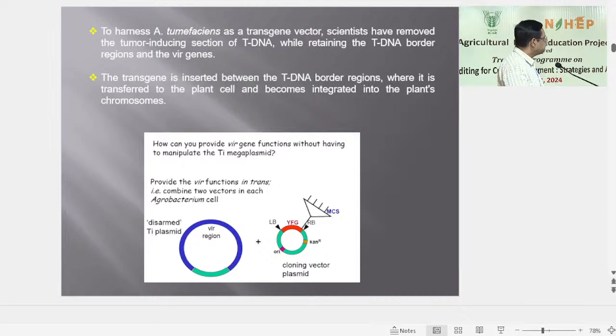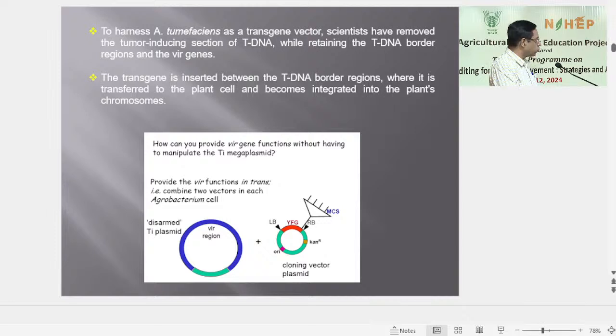Okay, but now if tumor happens, you find out that it is not desirable. So how can you detect the cells which are carrying the T-DNA inserts? It is here the selectable markers come into picture, the role of these markers, okay, because it would be a very small fraction of the host cell population.